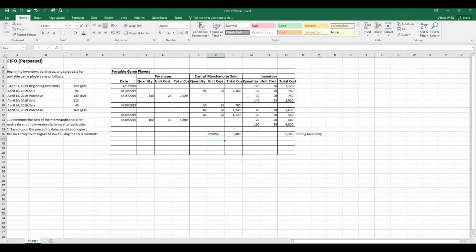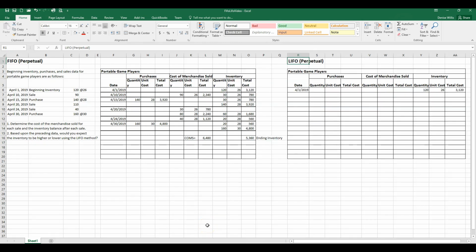Let me pause while I copy some of this information to another sheet. Okay, so we're back, and I decided not to print it, copy it to another sheet. Instead, I just put it to the side here so we could see them side by side if we wanted to.